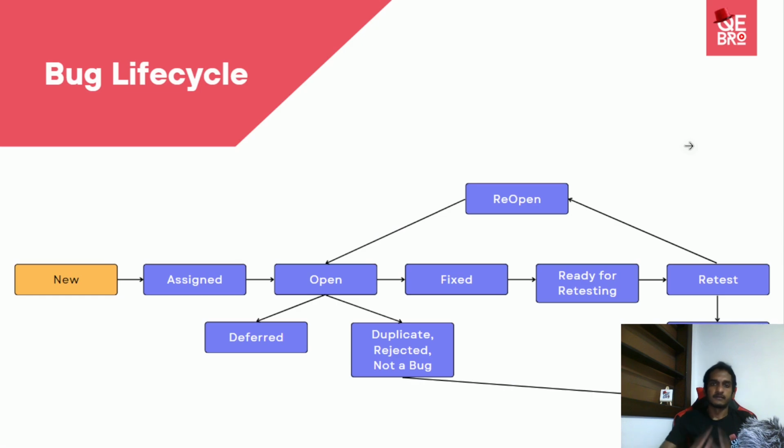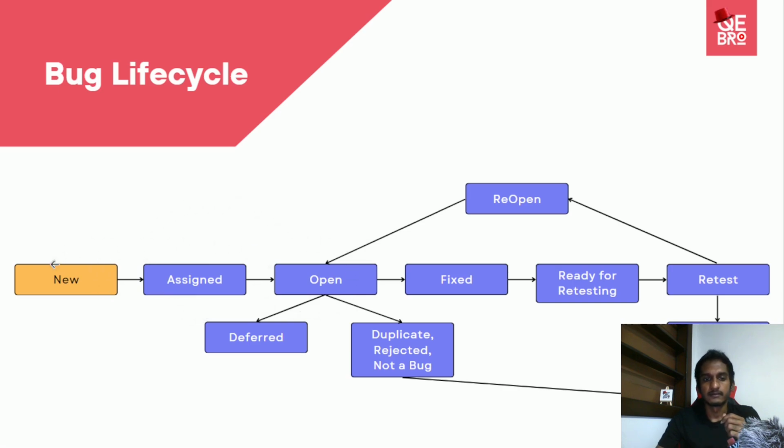Okay, next, this is very important: the bug life cycle. When you identify a bug and report it, it will be in the new state. These are the statuses, so depending on the life cycle stage, you can change the state of your bug. It will start with the new state, and then it will be assigned to a developer to fix.